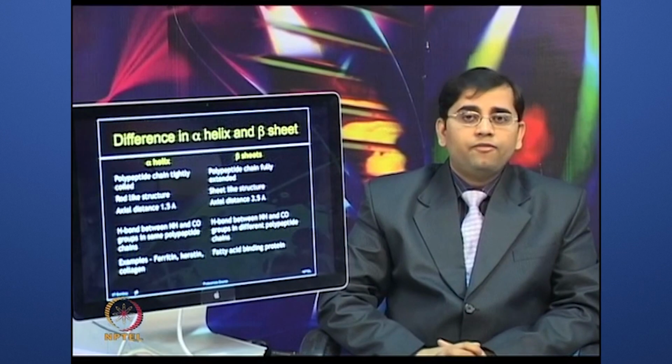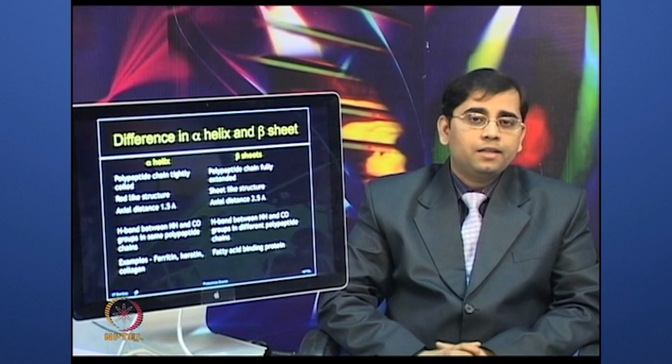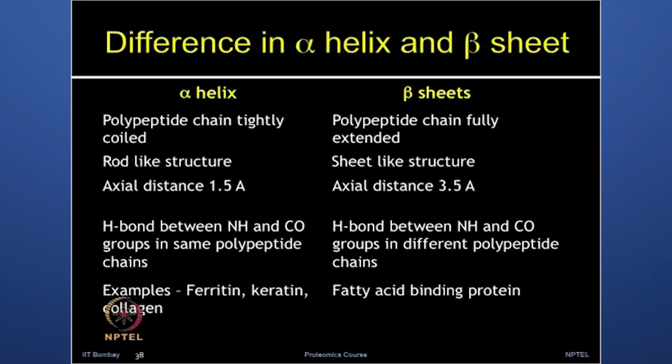The differences between alpha helix and beta sheet are summarized in this slide. The alpha helix polypeptide chain is tightly coiled, whereas in beta sheet it is fully extended. Alpha helix is a rod like structure and beta sheet is a sheet like structure. The axial distance between adjacent amino acids is 1.5 angstrom, whereas it is 3.5 angstrom in beta sheets.